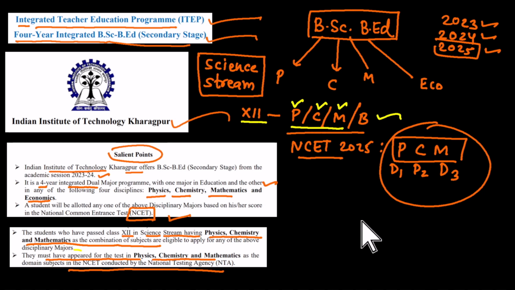If you have biology also, they see it as additional information, they are not telling you. Okay, physics, chemistry, maths they want in class 12. And in NCET also you should select physics, chemistry, math. Only then you are eligible. Is this point clear? Let us proceed to the next one.